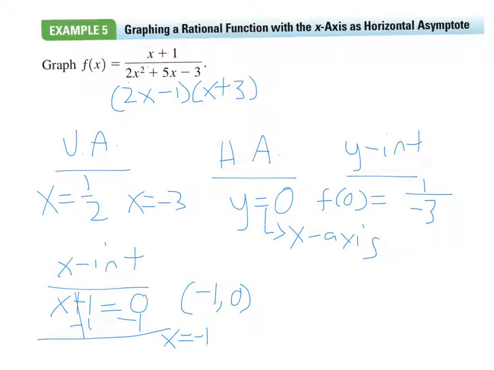Alright, now we need to determine on what intervals is the graph positive or negative, meaning whether it's above the y-axis or below. So remember the vertical asymptotes were at, I believe, 1/2 and -3.